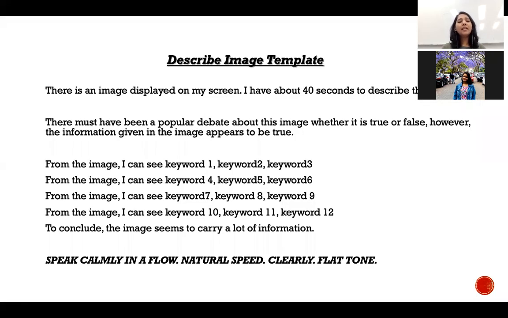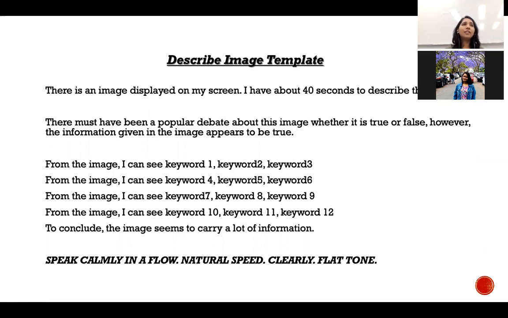You can use this template. There is an image displayed on my screen. I have about 40 seconds to describe this. There must have been a popular debate whether this image is true or false. The information in the image, however, appears to be true. From the image, I can say, and you tell the keywords or whatever you see on your screen. It could be numbers, percentages, temperature, colors. Whatever you see, you speak it in groups of 3. Even the title in the image can be divided into groups of 3. So it's very important that you speak it in groups of 3, and then you speak for about 34, 35 seconds, and then you conclude by saying, to conclude, the image seems to carry a lot of information.